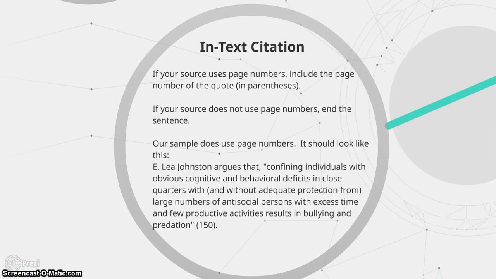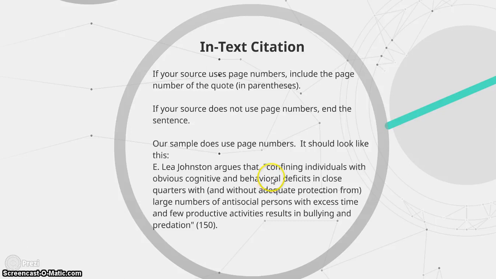Next, you need to provide an in-text citation. This is sometimes also called a parenthetical citation because you use parentheses to show the page numbers where your quote came from. If your source does not use page numbers, you should just end the sentence. However, our sample does have page numbers, so you'll see we still have the quote here.